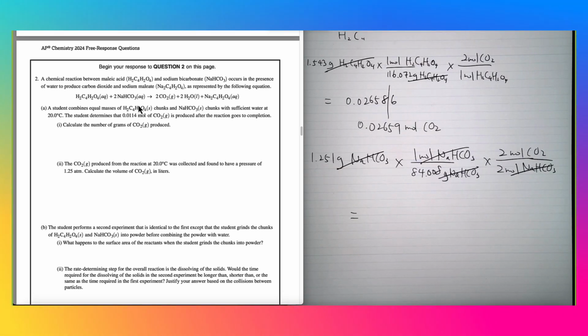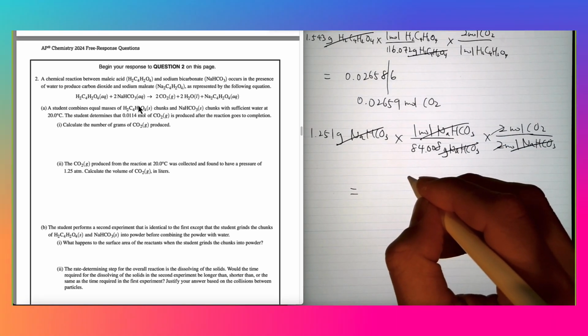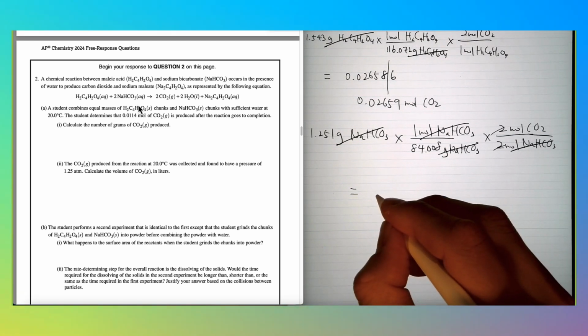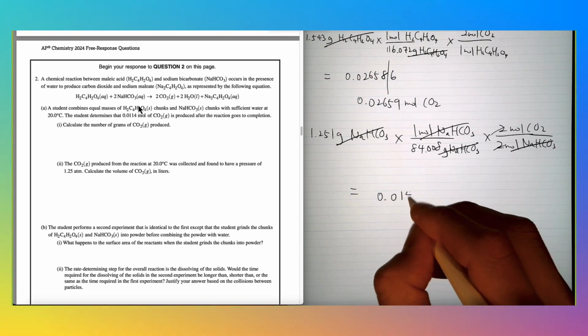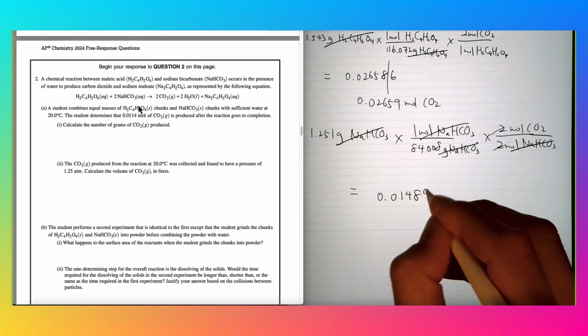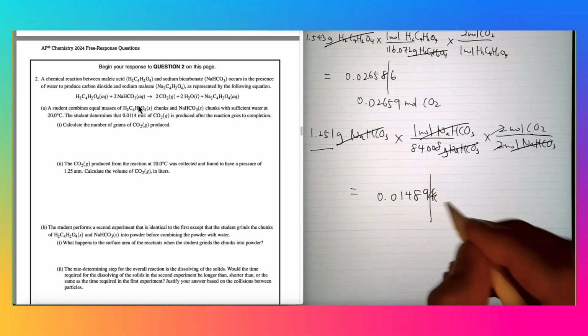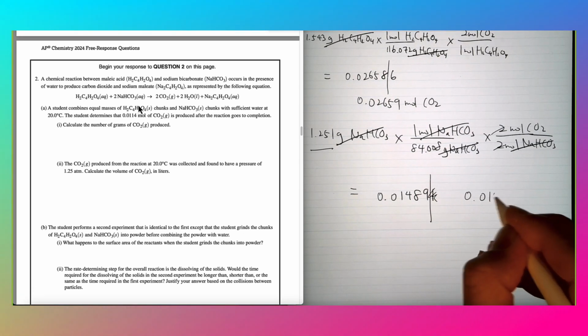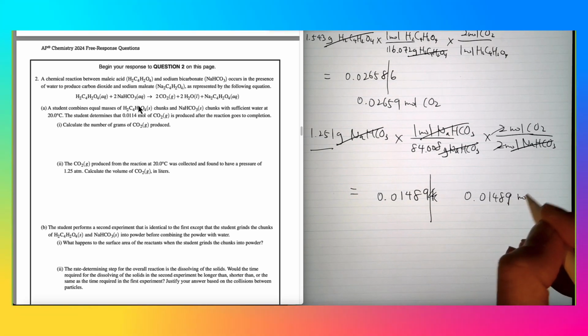So 1.251 divided by 84.008 times, well, the 2's cancel. So that should be it. I got 0.01489146, big. So let's just truncate it here. So you get 0.01489 moles of carbon dioxide.